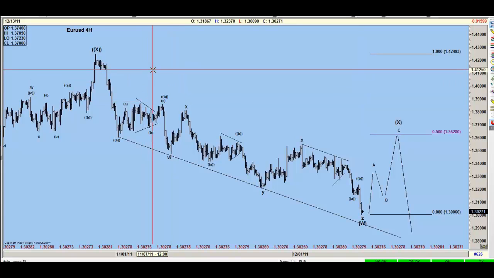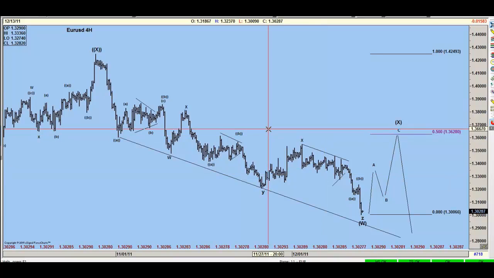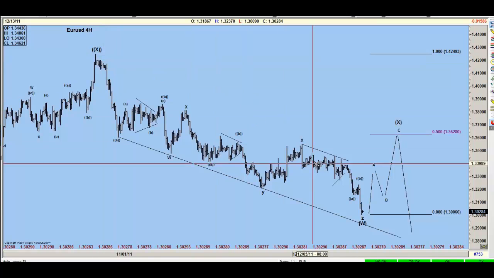And I want everyone to understand that the decline in the euro does not need to be an impulse to the downside. It can be a corrective move, and consequently from there, technically speaking, it does not need to be an impulse of 5 waves. That doesn't mean that the euro is not going to fall. Yes, the euro is going to fall like everyone wants. But technically speaking, I believe that we are very close to a bounce.